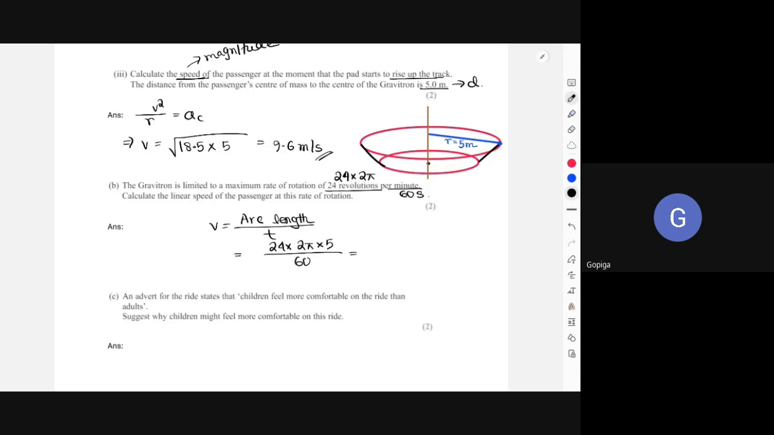Right, so it doesn't matter from whatever angle they're trying to find out. This is the maximum speed over here. The radius will always be same. Doesn't matter from whatever angle you are trying to find out, from the base or from the top, the final answer would be same.